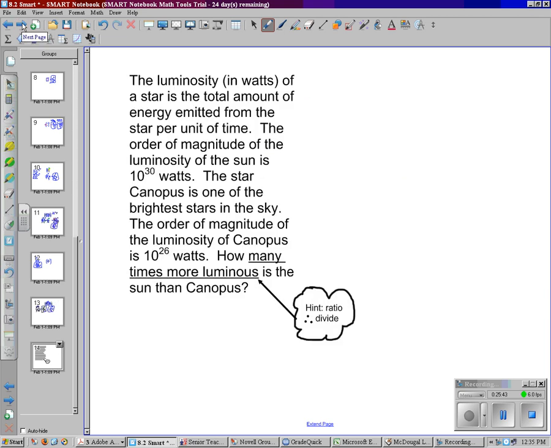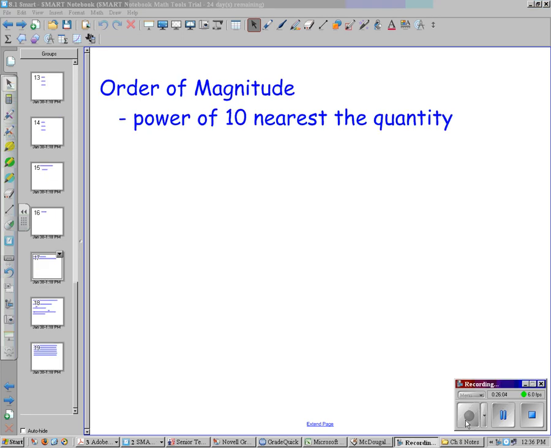Then we have a little bit of math to do here. So I need you to be looking at this problem. We have a story problem here. It talks about the luminosity of a star is the total amount of energy emitted from the star per unit of time. And it talks about the order of magnitude. We didn't talk about the order of magnitude the other day. So order of magnitude, we need to talk about that.